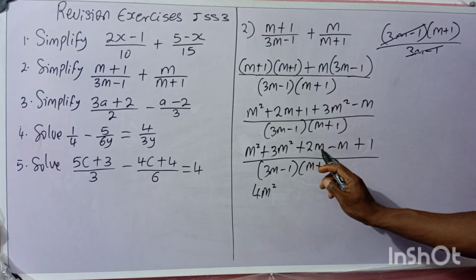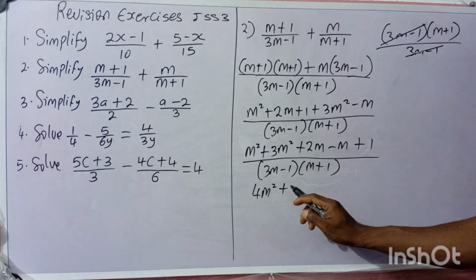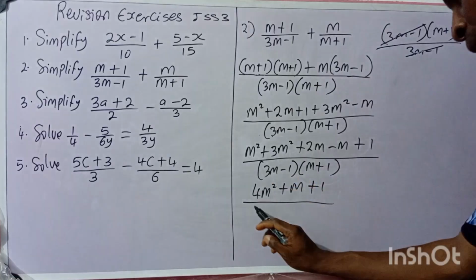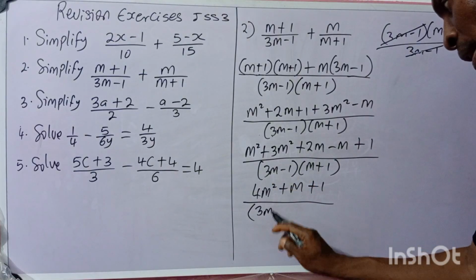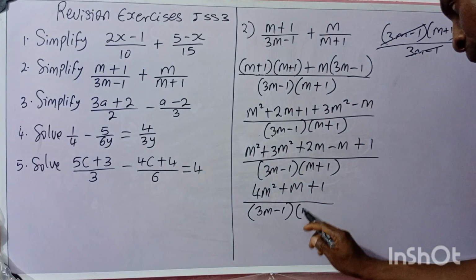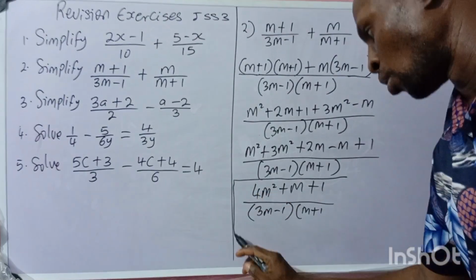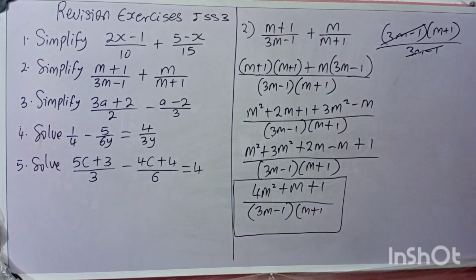Then 2m minus 1m will give us only 1m left, plus 1, all over our LCM, 3m minus 1, m plus 1. This becomes the solution to the question because there's nothing we can do further here. We can't simplify further. That becomes the solution to this particular one.